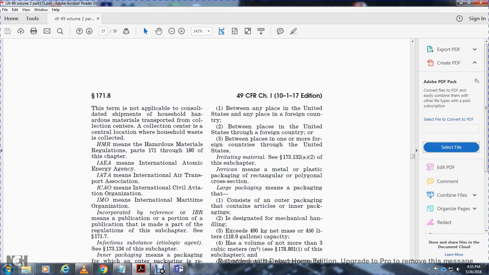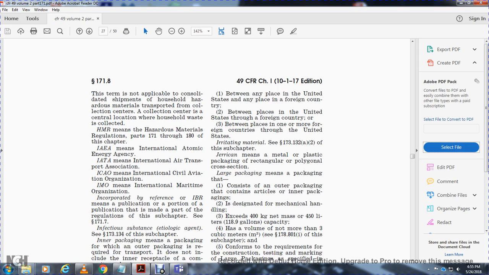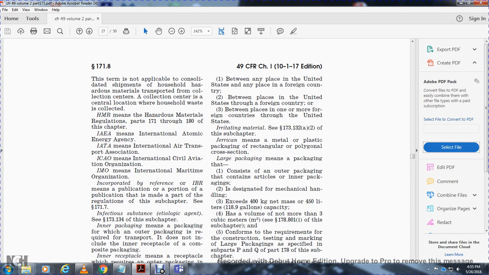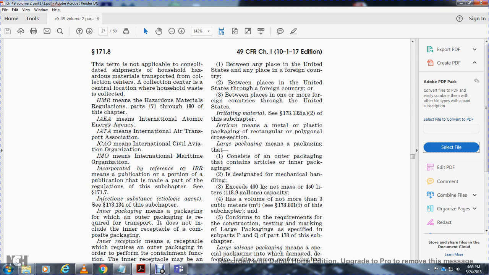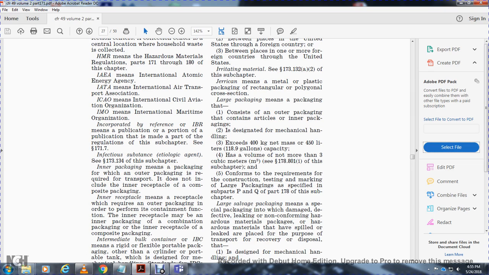Large packaging means a packaging that consists of an outer packaging that contains articles or inner packagings, designed for mechanical handling, which exceeds 400 kilograms net mass, is not more than 450 liters or 118.9 gallons capacity, and has a volume of not more than 3 cubic meters, that conforms to the requirements for construction, testing, and marking of large packagings specified in subparts P and Q of part 178 of this subchapter.